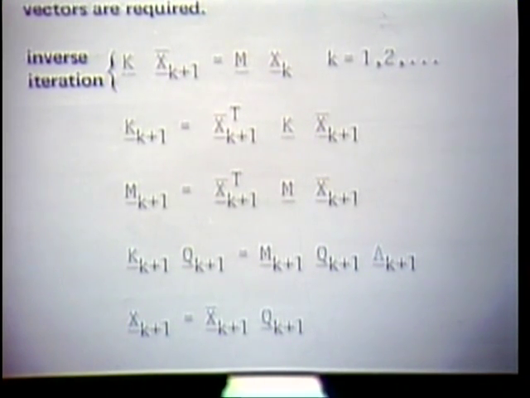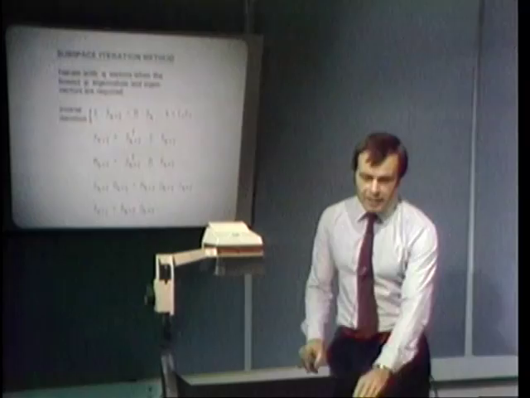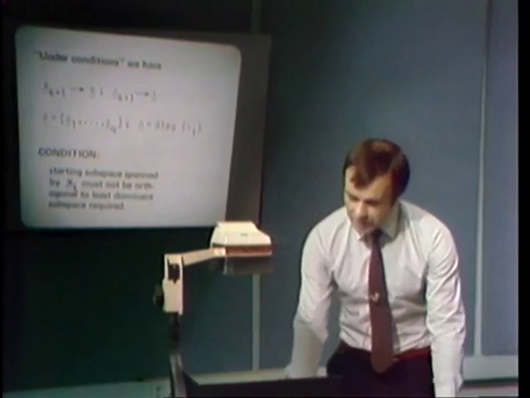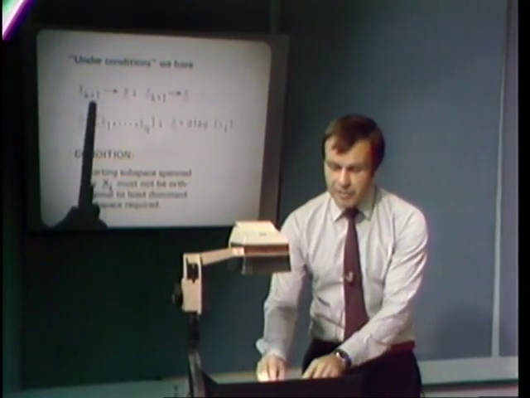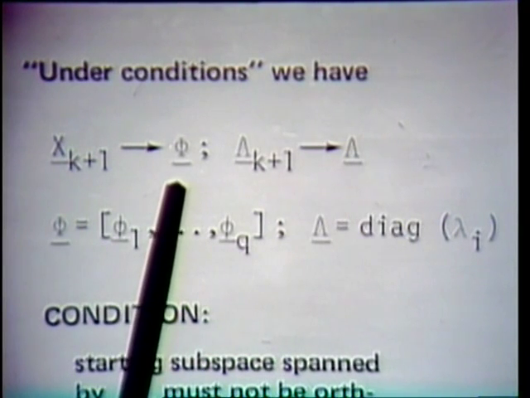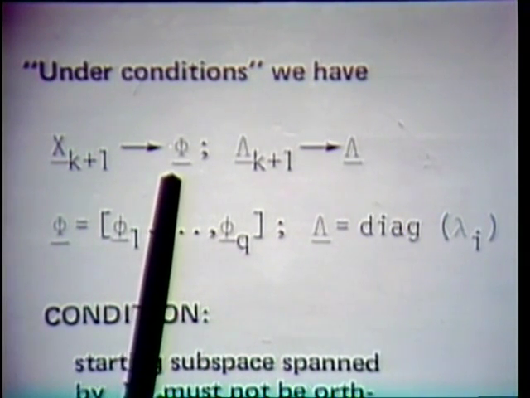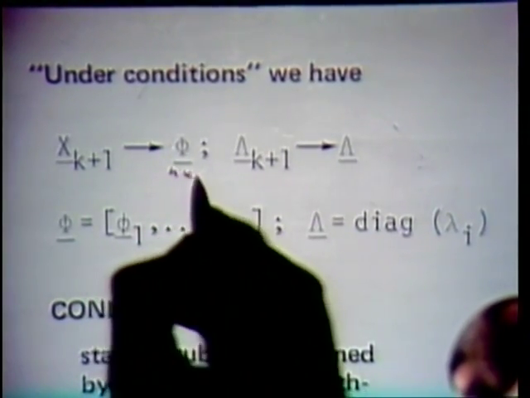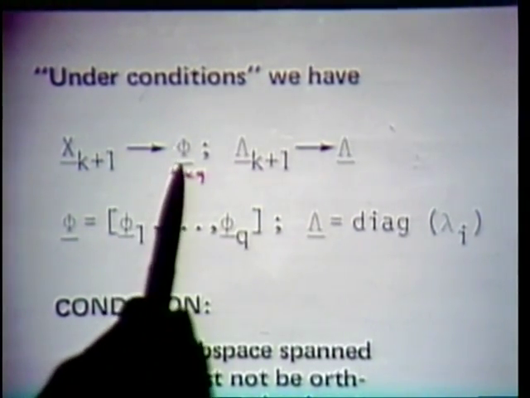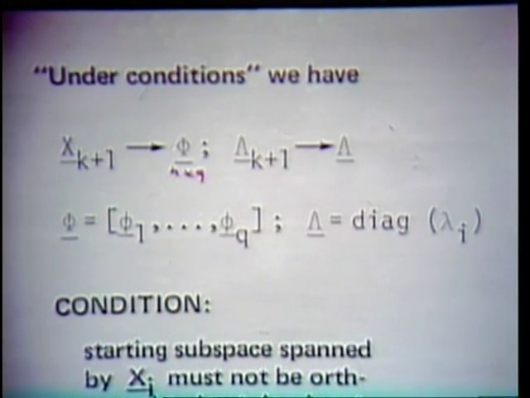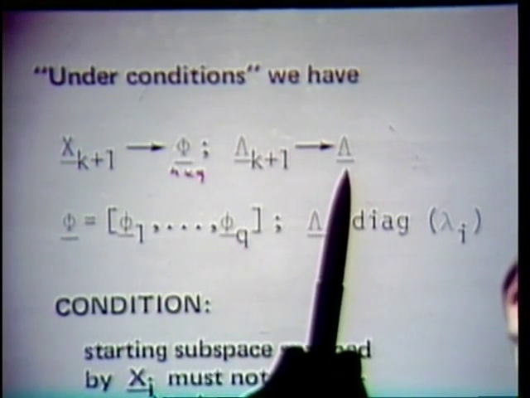Now, under specific conditions, this eigensolution algorithm converges, and the vectors stored in xk plus 1, they are q vectors now here with appropriate ordering, converge to the phi matrix. This is now an n by q matrix storing the lowest eigenvectors, or rather I should say the q eigenvectors corresponding to the lowest eigenvalues.